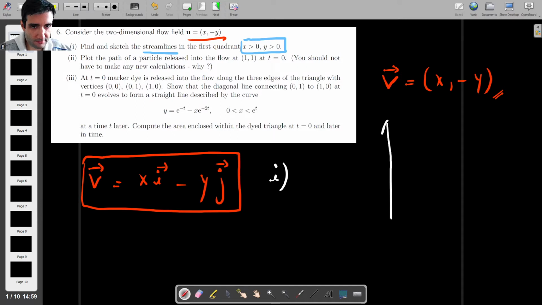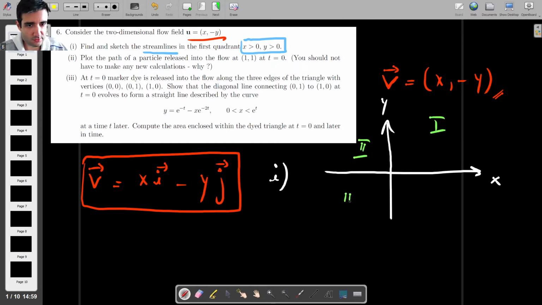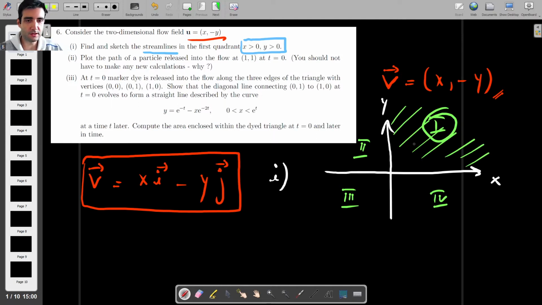So if you think of the xy coordinate system like this, you have x, you have y. This is the first quadrant, right? This is the second quadrant, third, and fourth quadrants. So yeah, the first quadrant is here. So we have to sketch the streamlines, how they appear in this quarter of the plane. Right, so how do we do that? Well, we have to sketch the streamlines.